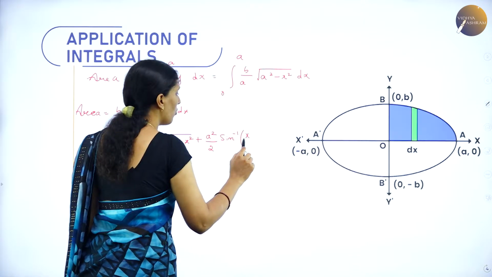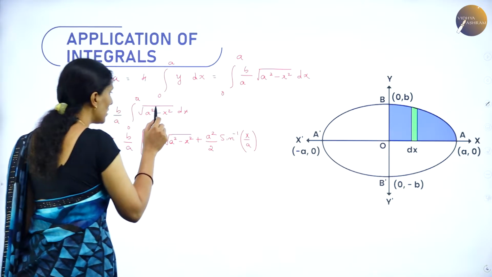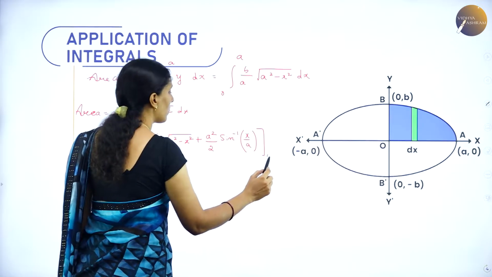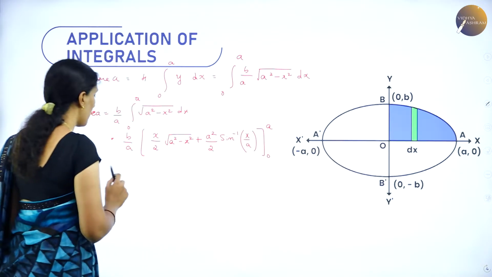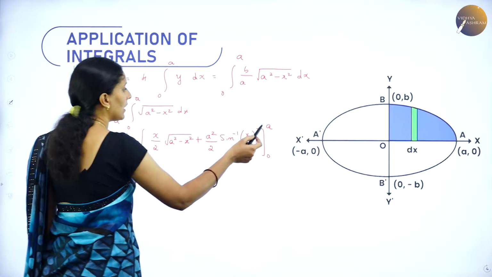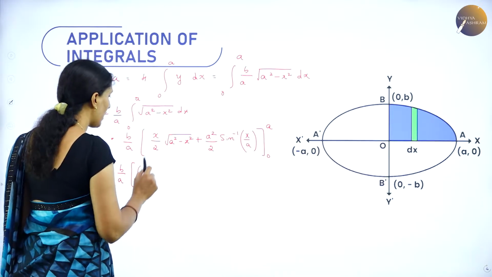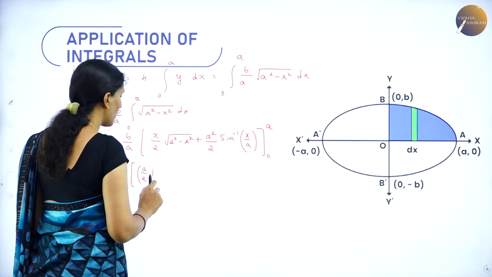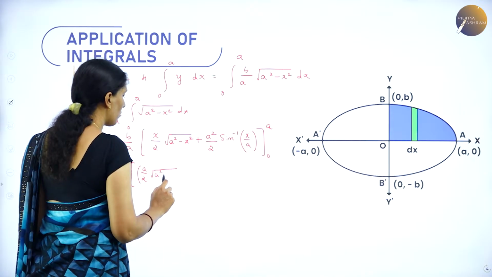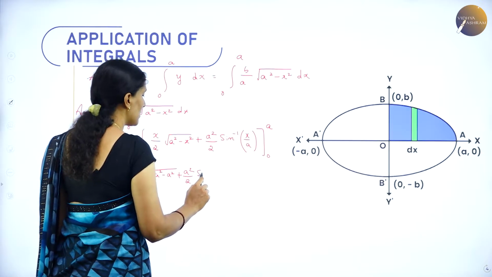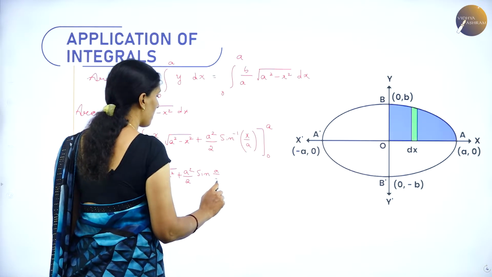So this is the value of the integral. Now let us apply the limits from 0 to a here. Outside we have b by a. First, let us apply for a. If you apply a, what happens? In the place of x, you have to replace a. So we get a square minus a square plus a square by 2 sine inverse a by a.